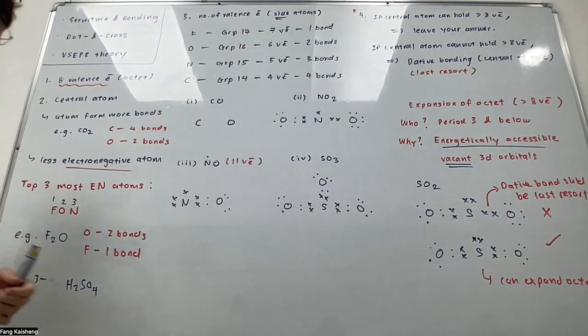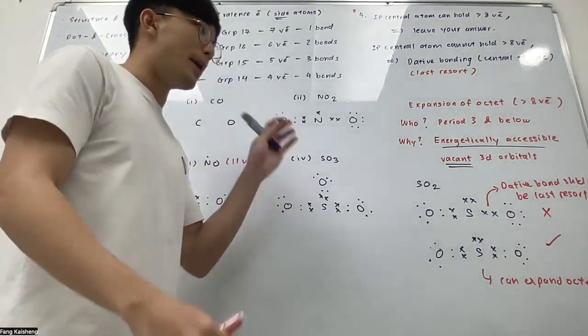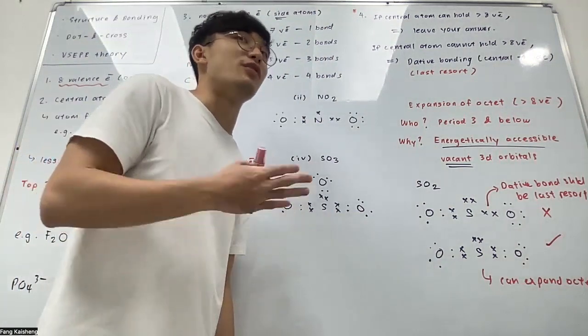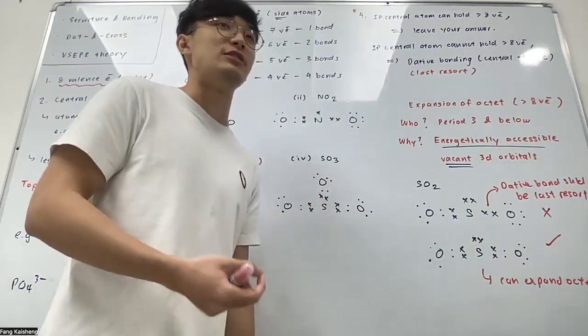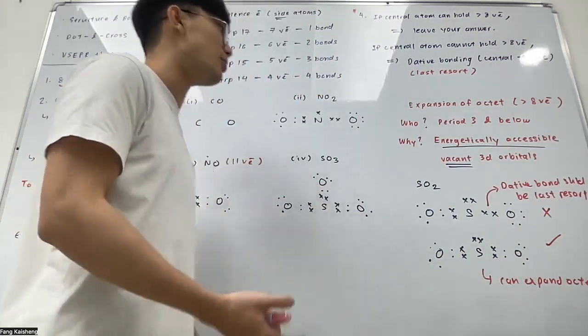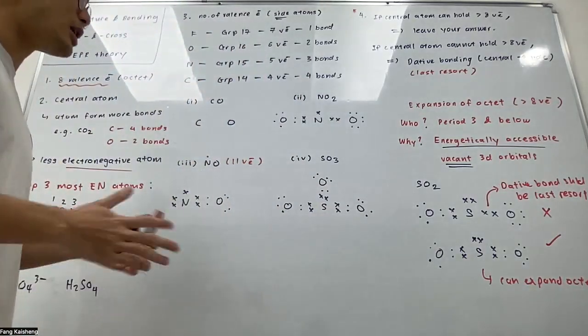This makes your life a lot easier actually. Okay, you might think this is a bit confusing. But whenever you can expand your octet, it saves you a lot of time. You don't have to erase, you don't have to change the dative bonds. So that's the beautiful thing about this. Okay? Any questions so far?